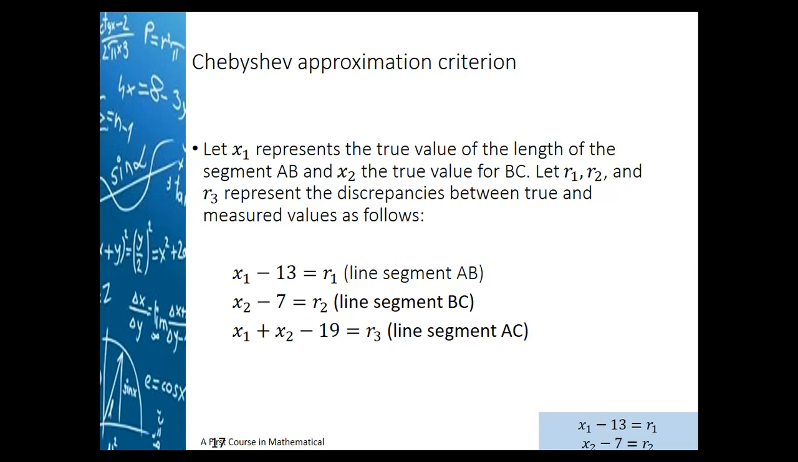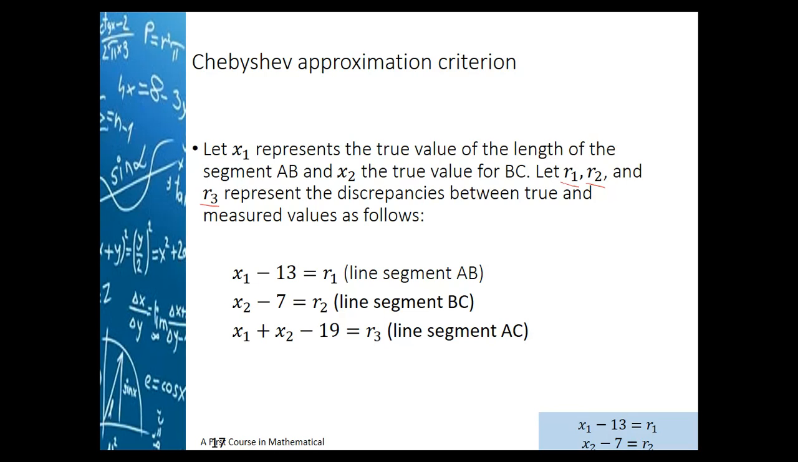So you introduce R1 for your discrepancy value for line segment AB, and then R2 will represent the discrepancy value for your line segment BC. R3 represents the discrepancy value for your line segment AB.